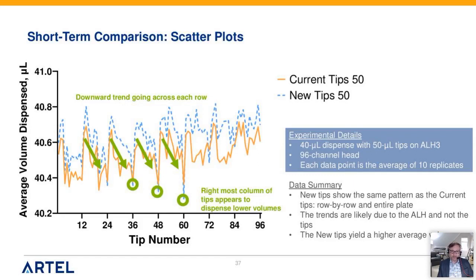We see the rightmost column of tips I've got circled here. Those happen to be, they appear to be the lower dispensed volumes. But again, we have to keep this in the context of the assay. Is this going to affect our overall performance? So again, we can look at trending, and these are really nice to keep an eye on, but we also, if I keep repeating myself here, I'm doing that on purpose. Keep it in the context of your biological assay.